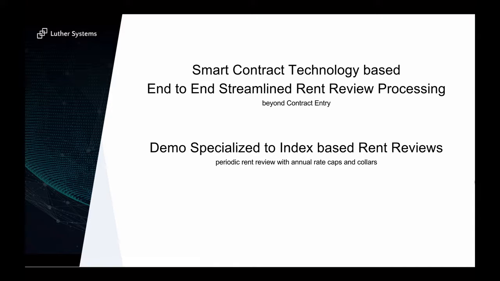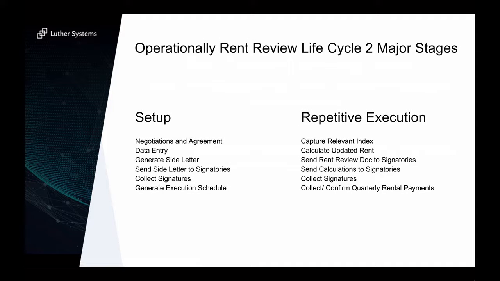Beyond submission of the contract attributes, the entire execution process is fully automated and executed by the underlying smart contract, with no manual intervention. The current product is designed for the specific case of index-based rent reviews with periodic rent review determined by a number of years. The rent amount increase is based on caps and collars on the percentage of annual index value change, compounded over the rent review period. The rent review life cycle involves two major stages. The first stage is the setup of the contract, and the second stage is the set of repetitive execution steps.